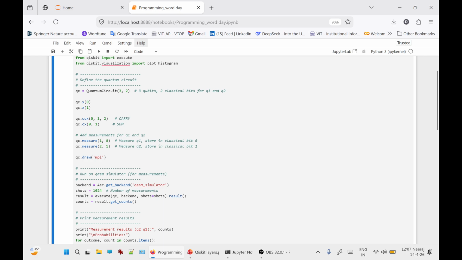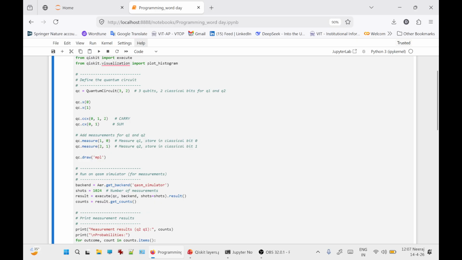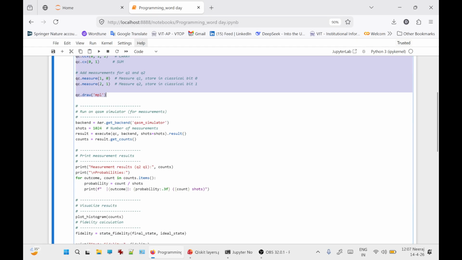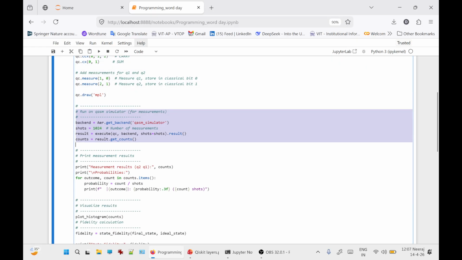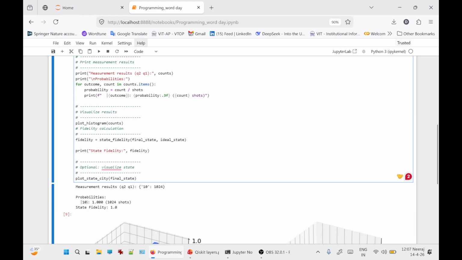This is my Jupyter notebook, and here I implemented this circuit. It is a half adder, and I used the same code that I discussed in my slide, and I ran this code on the backend simulators. That is, ideal simulators. Of course, it is not real hardware. It is only backend simulation. And here I use fidelity to measure the fidelity of the quantum circuit that I designed.